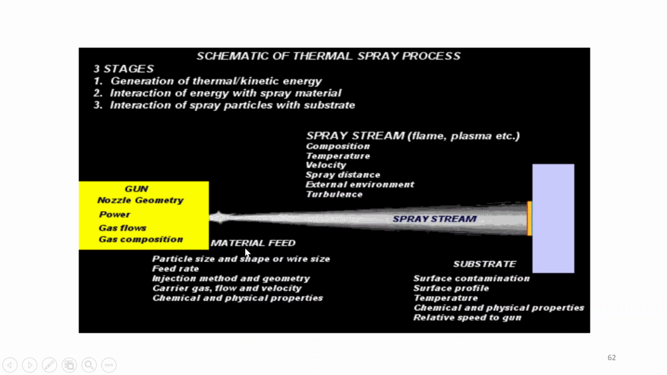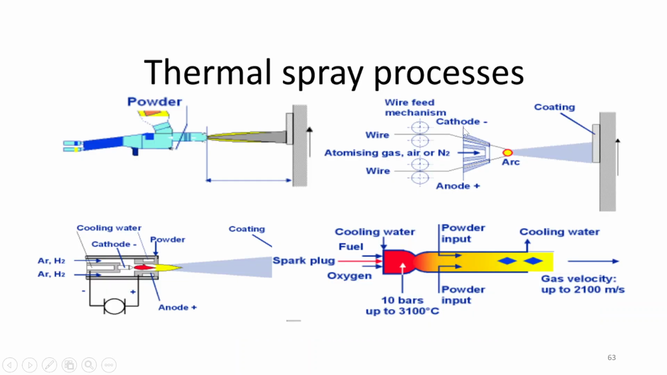These are various parameters. In case of material feed, you have particle size and shape or wire size, feed rate, injection method and geometry, carrier gas flow and velocity, chemical and physical properties. In case of substrate, we have surface contamination, surface profile, temperature, chemical and physical properties, and relative speed to gun. Now these are the schematics shown for various thermal spray processes.